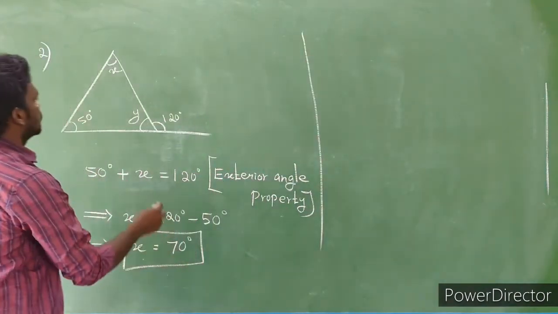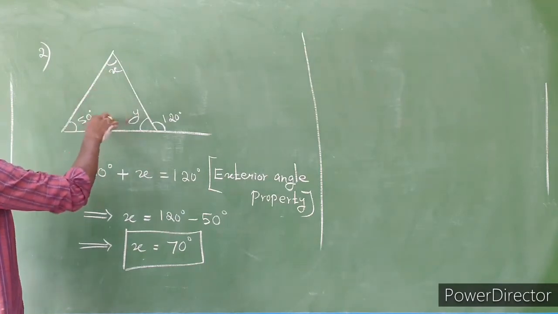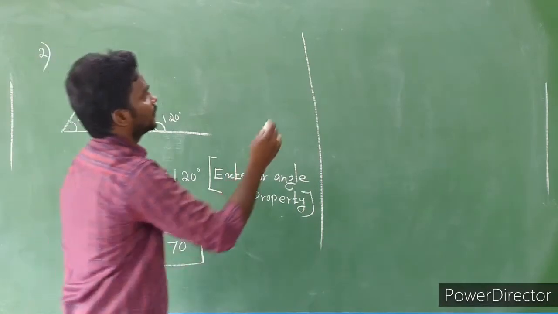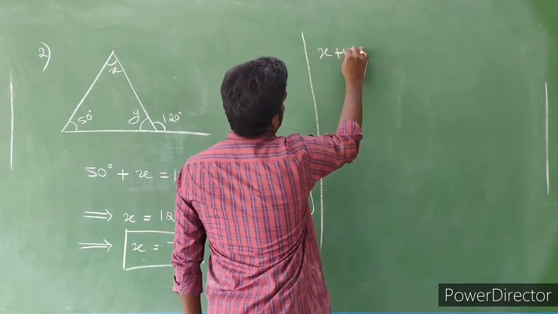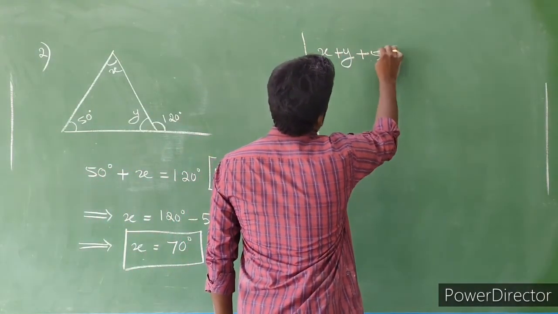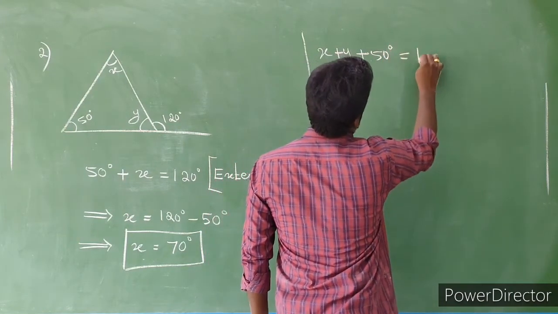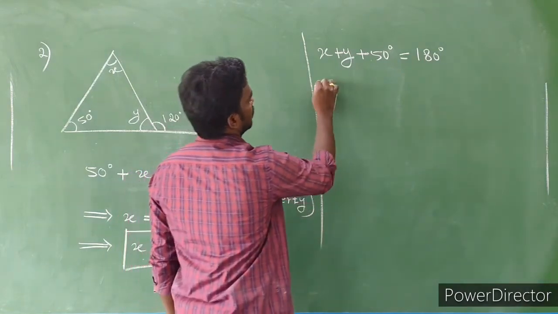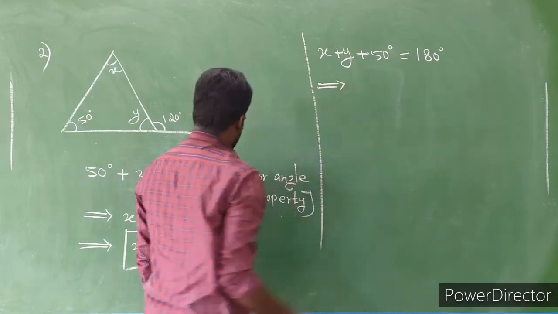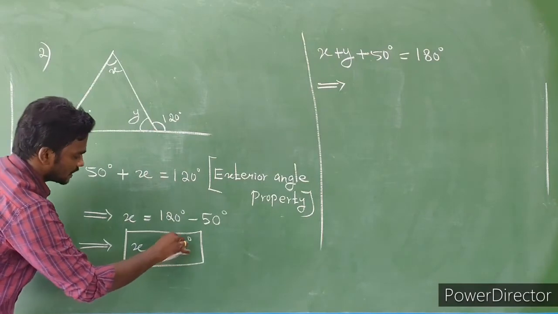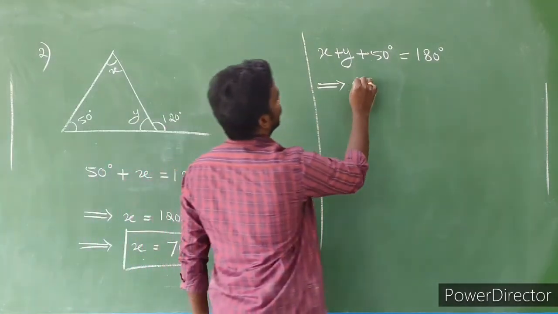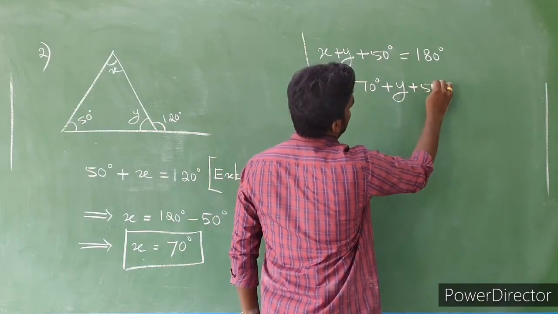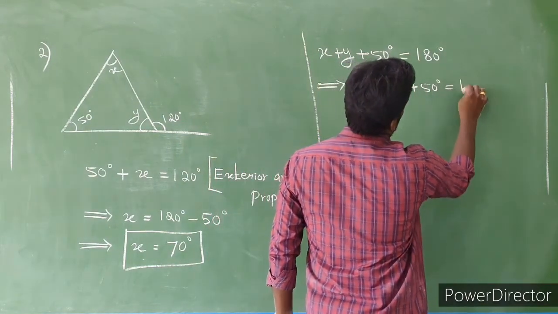Next, we have found the value of x. Now, by using the angle sum property of a triangle, x plus y plus 50 degrees is equal to 180 degrees. The value of x is 70 degrees. So 70 degrees plus y plus 50 degrees is equal to what?